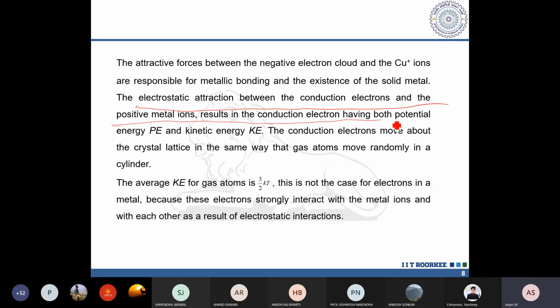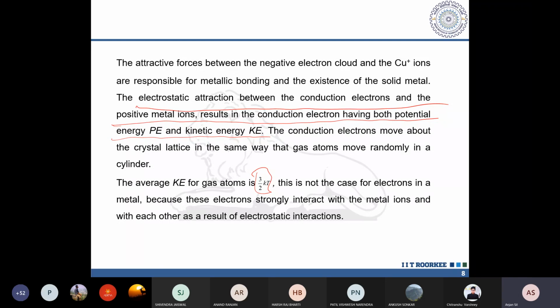And this electrostatic interaction will give rise to a kind of potential energy and kinetic energy. Now if you compare this to an analogous situation, the motion of gas molecules in the gas phase, the kinetic energy of a gas atom from your first fundamentals is 3/2 kT, where k is the Boltzmann constant and T is the temperature in absolute degrees. So 3/2 kT is the average kinetic energy of a gas atom in the gaseous state.